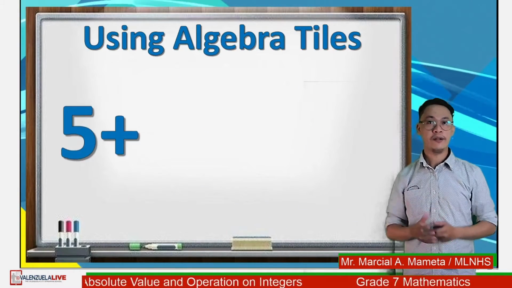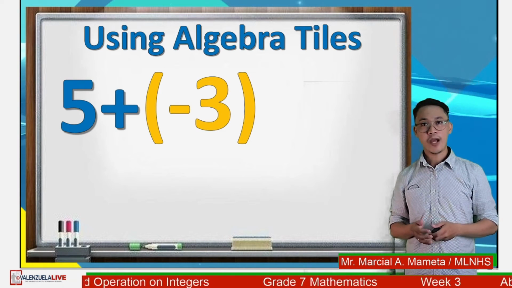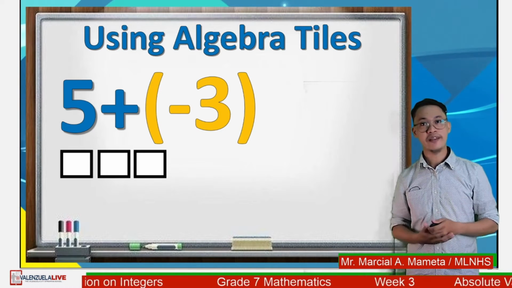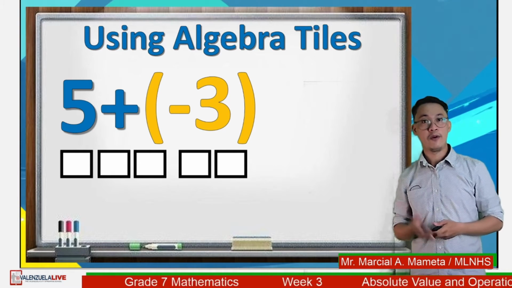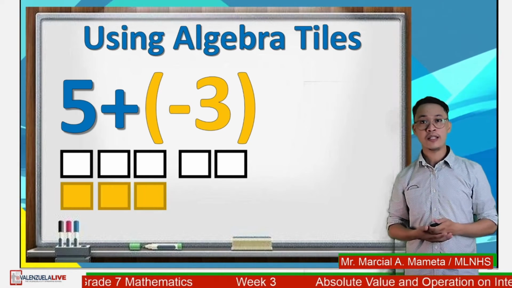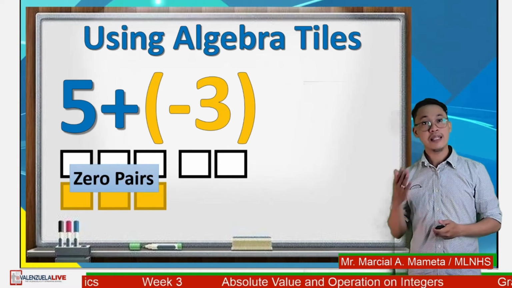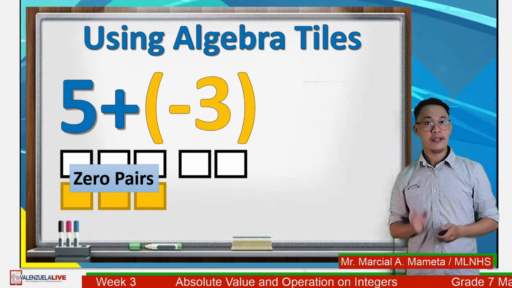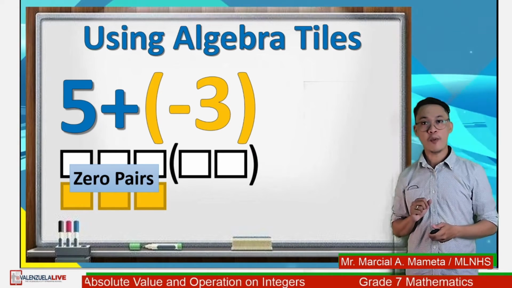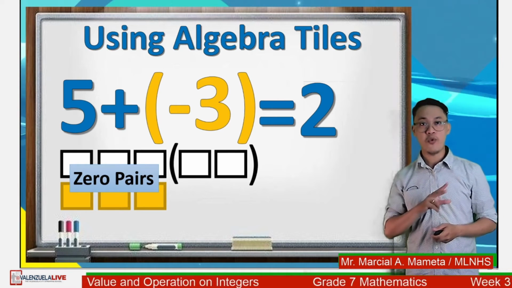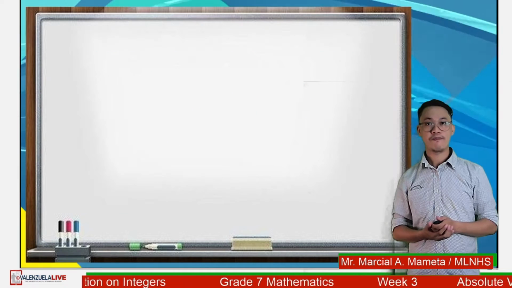How about this one? 5 plus negative 3. 5 white tiles represent positive 5, and add 3 yellow tiles represent negative 3. So in this case, we have the 0 pairs. And how many remains? 2 white tiles. So therefore, the answer is equal to 2. 5 plus negative 3 is equal to 2.